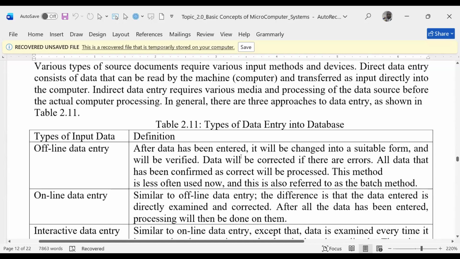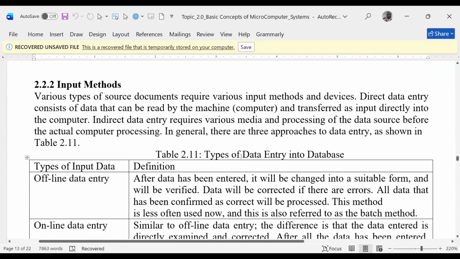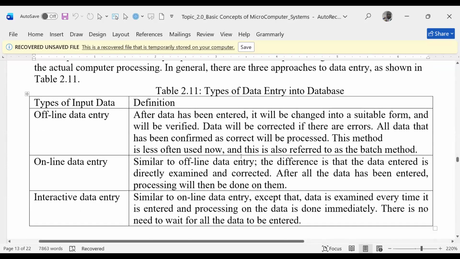And then the input types, we have 3 approaches. Input methods, 3 approaches that support you to send data into your computer system or database. So for making entries in the computer system, we have 3 ways: offline, online, and interactive.